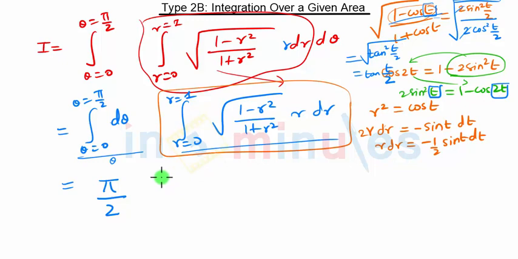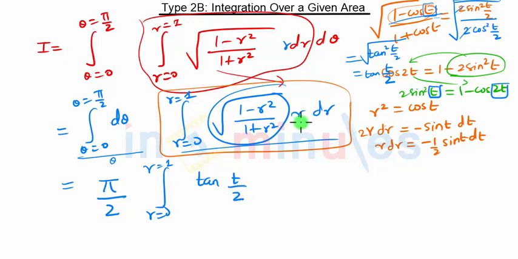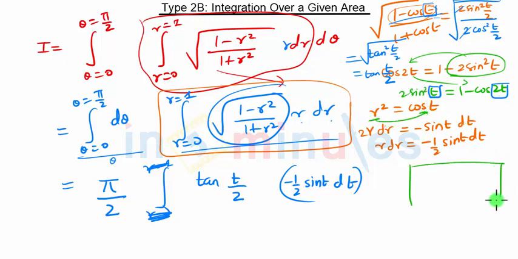So here we get r going from 0 to 1, and this term is nothing but tan t by 2, r dr is minus half sine t dt. Here the limits will not be r because we have changed our variable from r to t, so our limits of integration will also get changed. Here the initial variable is r, the new variable is t. r is going from 0 to 1.